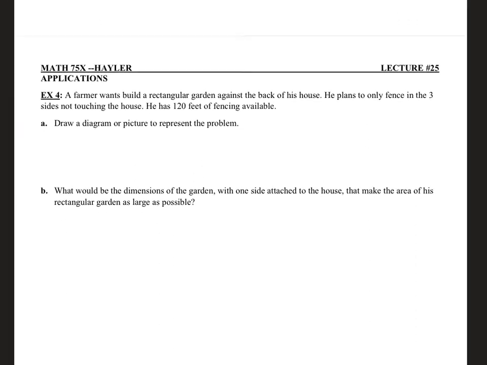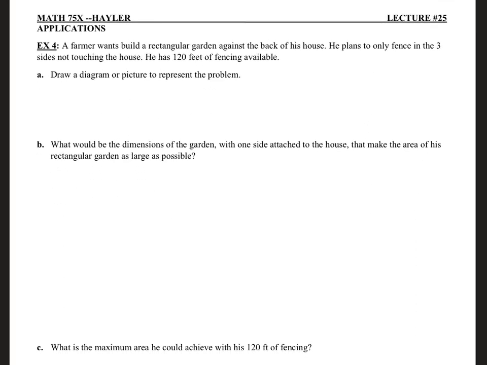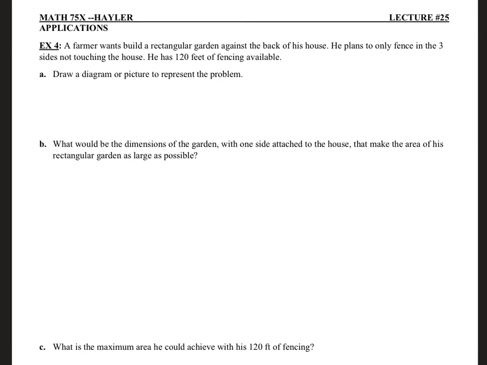Okay, so lastly we have our applications. A farmer wants to build a rectangular garden against the back of his house. He plans to only fence in the 3 sides not touching the house. He has 120 feet of fencing available. Draw a diagram or picture to represent the problem.